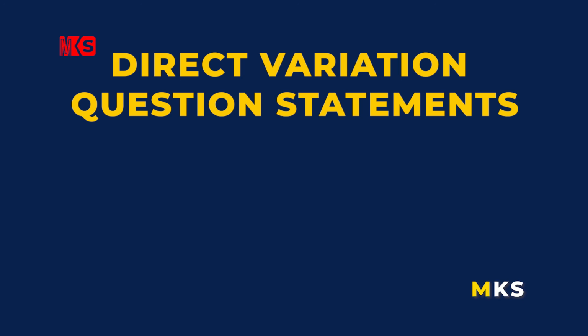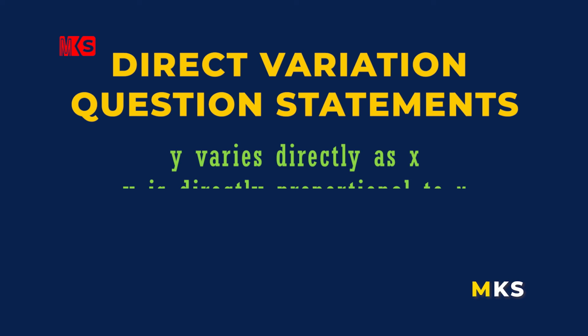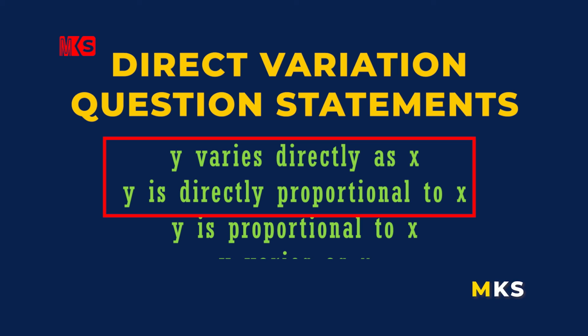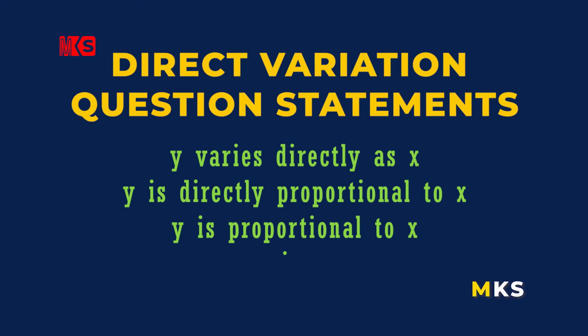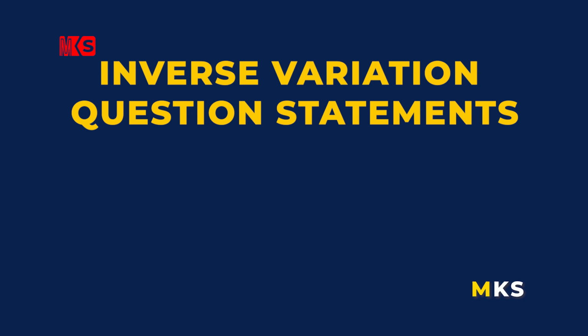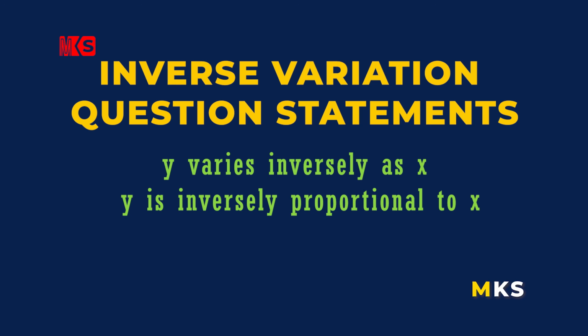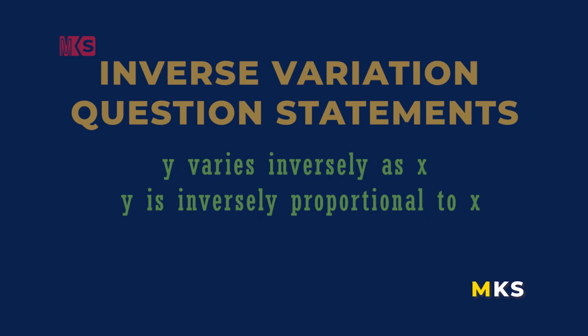These are two types of variations. When we say y varies directly as x, or y is directly proportional to x, or even simply y is proportional to x, these three statements are for direct proportion, direct variation. Whereas if there is a statement like y varies inversely as x, or y is inversely proportional to x, in these cases, inverse variation or inverse proportion. Variation or proportion, same thing.